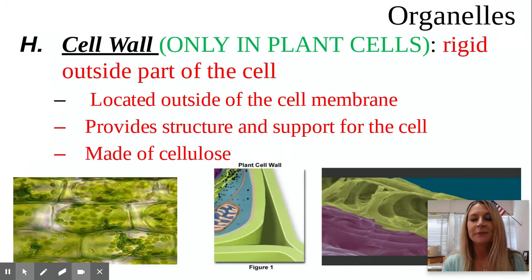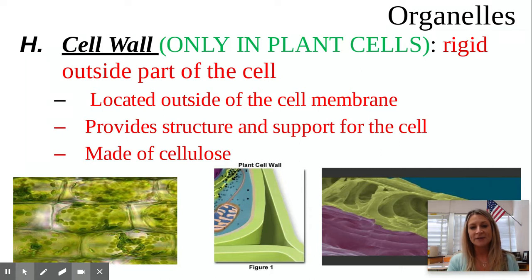Another structure that's only found in plant cells is called a cell wall. It's rigid, so it gives the plant a more rectangular shape. Okay, it's actually outside of the cell membrane, so a plant cell is still going to have a cell membrane. Okay, a lot of times students get that confused. They still have a cell membrane like an animal cell, but as a plant cell, they have an outer cell wall. This provides structure and support for the cell. Remember that plants don't have a skeletal system. And so in order for them to have that strength, they have this structure to help them.